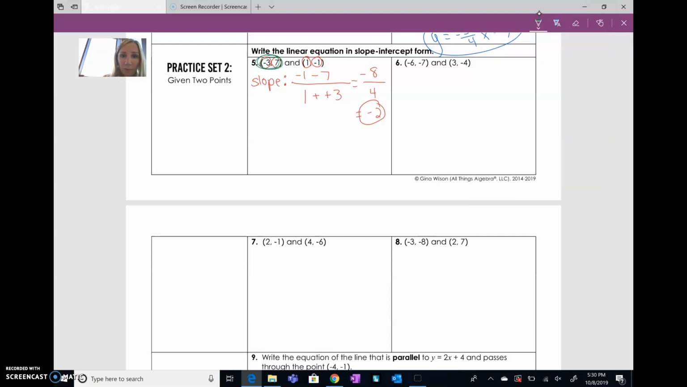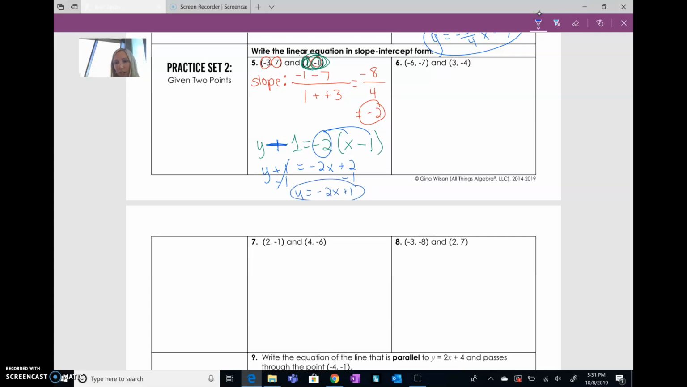Then I can use any point. It doesn't matter. Actually, I think I'd rather use the ones because ones are easier to deal with. So I'm going to do y minus my y value, which was negative 1. Put the slope, and then x minus your x value, which is 1. Simplify it up. This becomes adding, so you would do y plus 1 equals, you do the distributive property. I know this is so exciting. Negative 2 times a negative 1 is a positive 2. And then you subtract 1 on both sides. And you get y equals negative 2x plus 1, because 2 minus 1 is just 1. Cool.